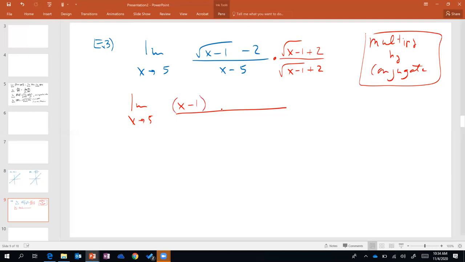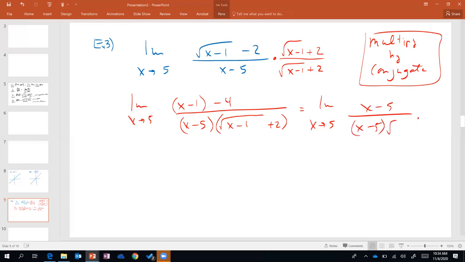And then negative 2 plus 2 is going to be minus 4. This is x minus 5 on the bottom, multiplied by the square root of x minus 1 plus 2, which gives us the limit as x goes to 5 of x minus 5 on top, x minus 5 on the bottom. That's exactly what we've been waiting for. We've been waiting for that guy to go away. And it has gone away, right there.